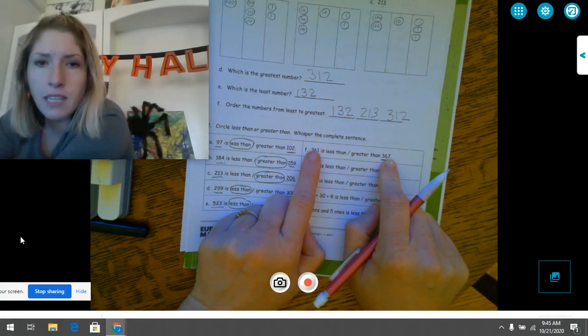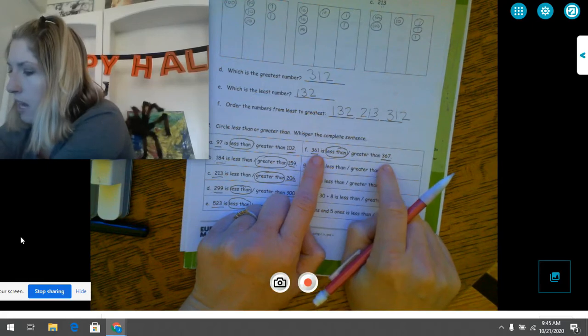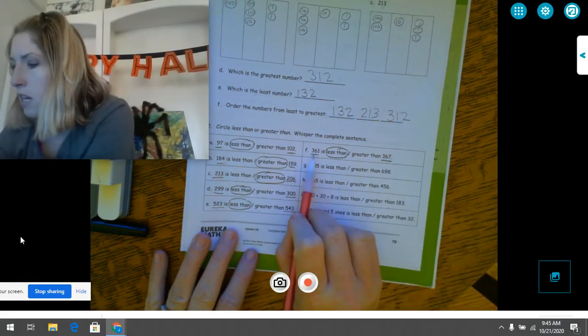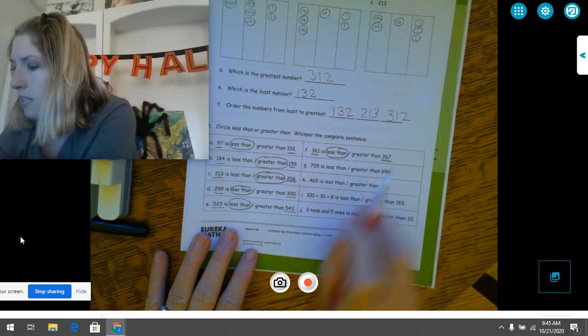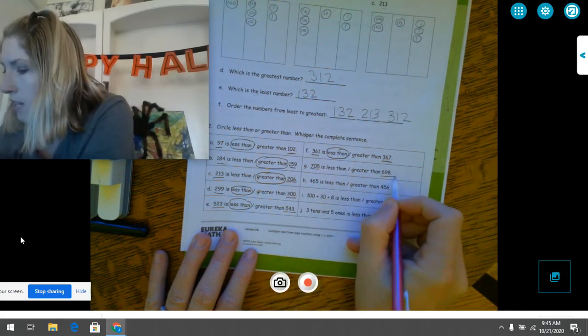So is this number less than or greater than this number? Less than, because a 1 is less than the 7 in the ones place. So let's read it together. 361 is less than 367. Okay, a couple more here on the front.